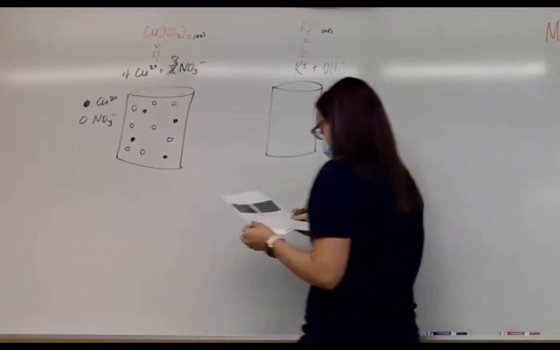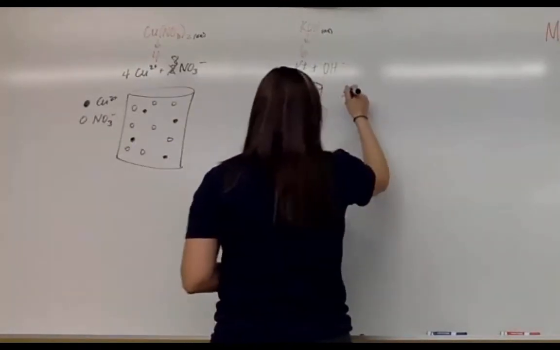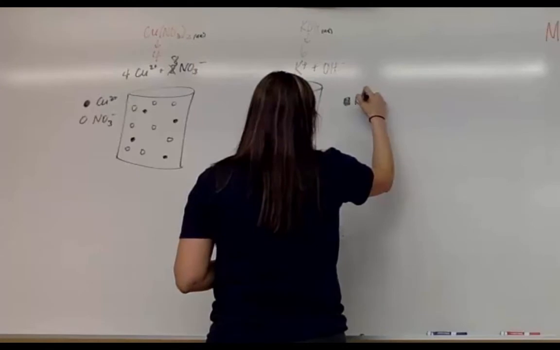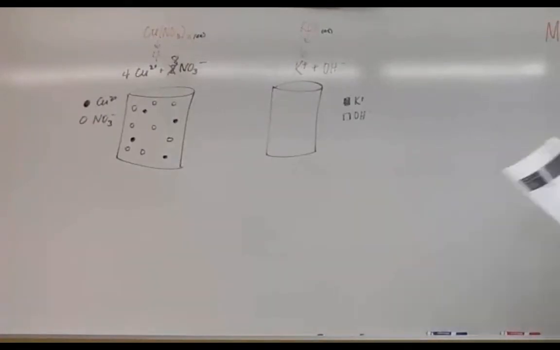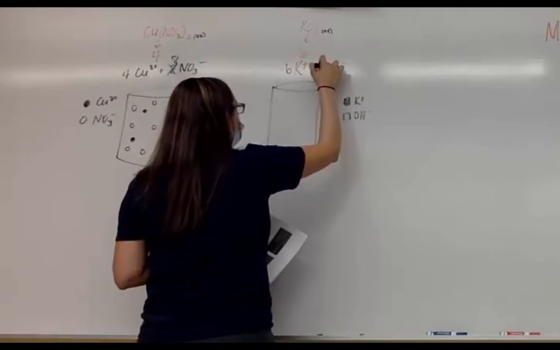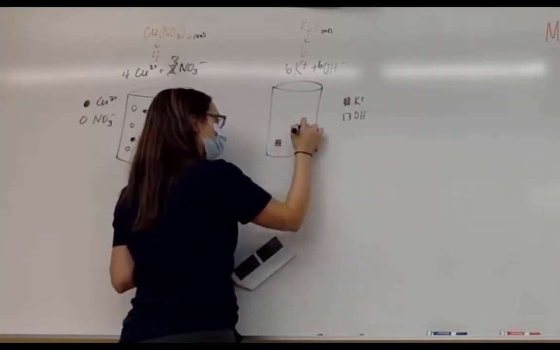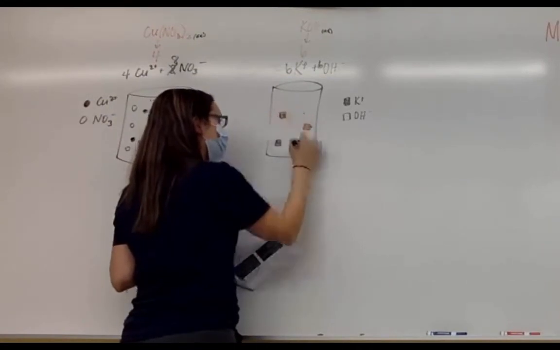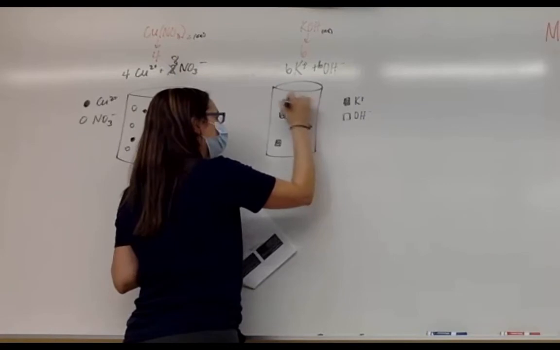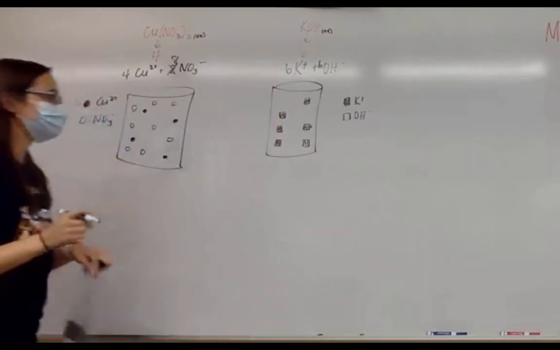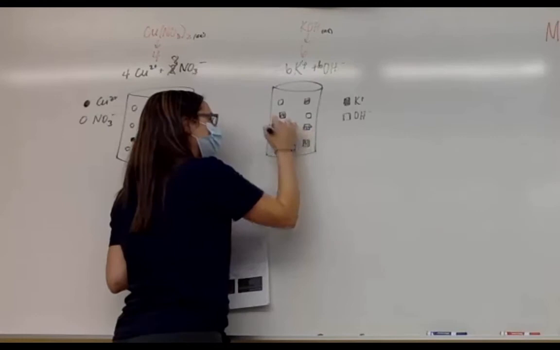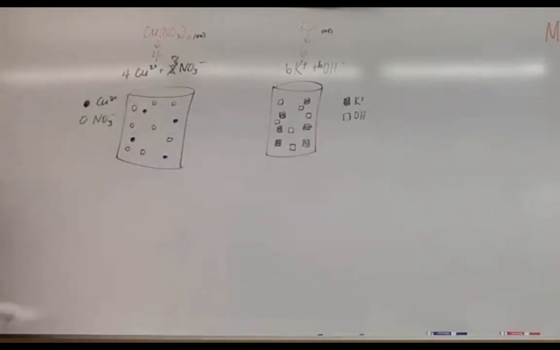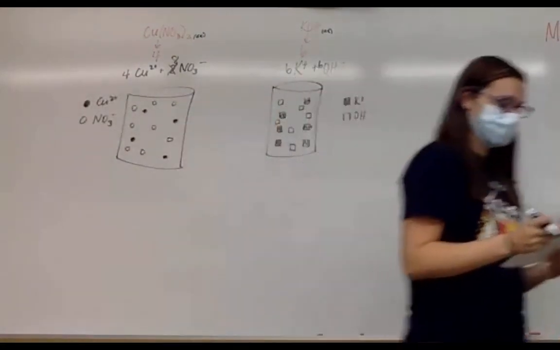Now, because we might be looking at these separately, I'm going to do squares: filled-in squares K+, and open squares OH−. So if I have six KOH, that means I'm going to have six K+ and six OH−. One, two, three, four. It doesn't really matter where in the beaker you put them, as long as there are six. And then six OH−: one, two, three, and they should be separated. So we took these solutions, which are strong electrolytes, and we split them up.